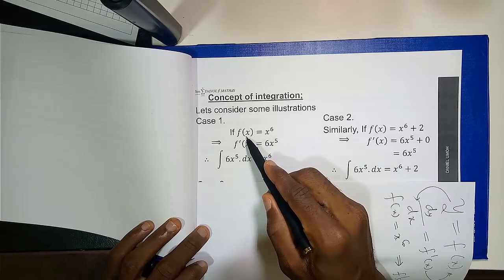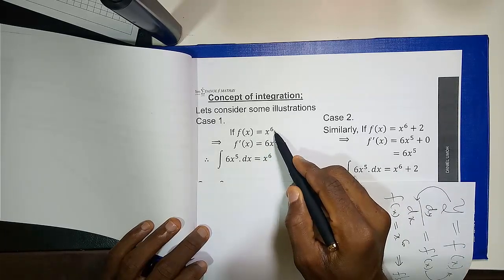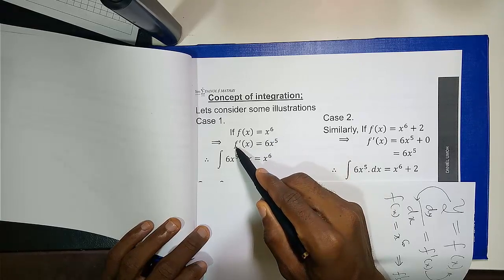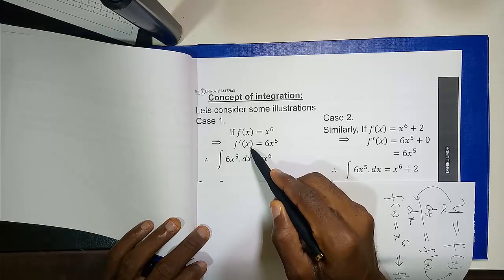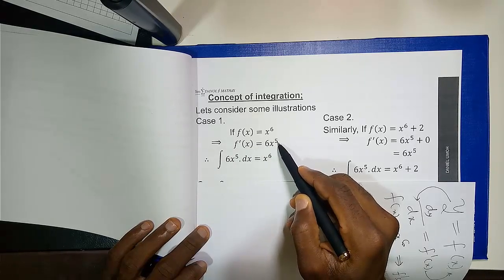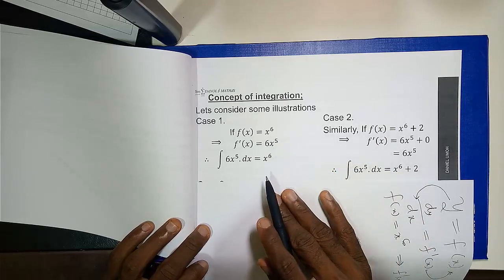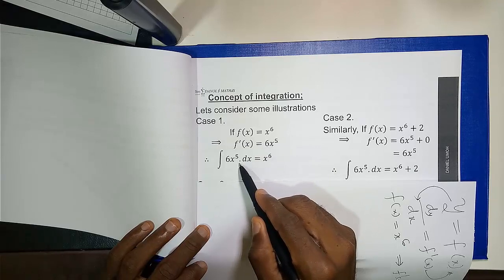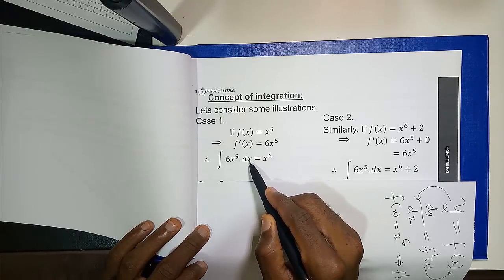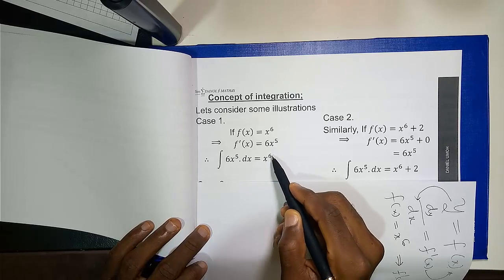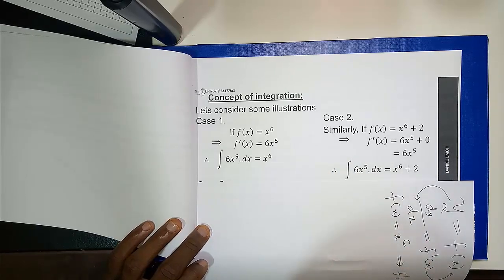If f of x is equal to x raised to the power of 6, this is a function given, and I differentiate this function, f prime of x, what I'm going to have is what? 6x raised to the power of 5. It therefore means that if I integrate this 6x raised to the power of 5 with respect to x, what I'm going to have is what? x raised to the power of 6. Because integration is the reverse process of differentiation.